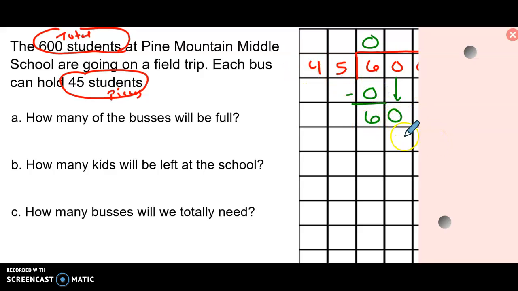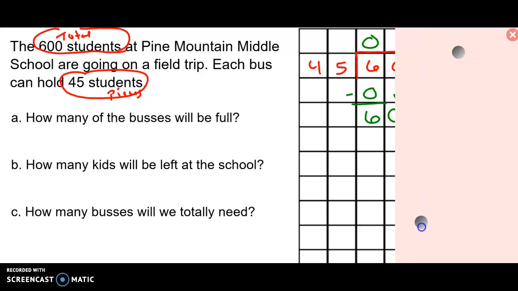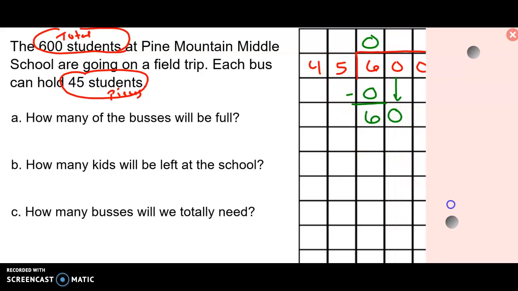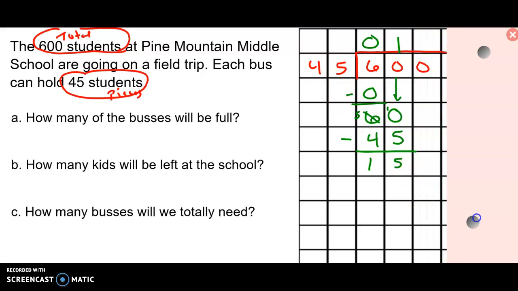45 goes into 60. Well, if you don't know, cover the last digit of the 60, cover the last digit of the 45. How many times does 4 go into 6? Well, 4 times 2 is 8. That's too big. So 4 times 1. So let's do 45 times 1. So 45 times 1 is 45. So I'm going to subtract 45. I'm going to borrow. 10 minus 5 is 5. 5 minus 4 is 1. All right, I got 15. That's good. Less than 45, so I'm good. Now I'm going to bring down my last 0.